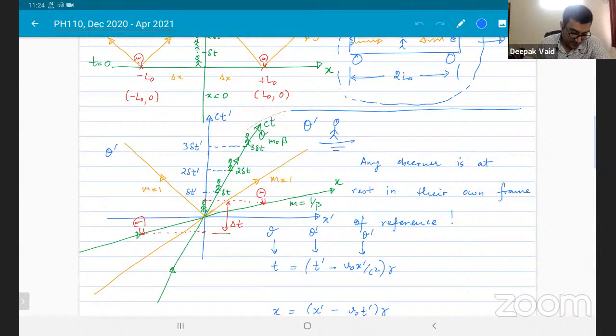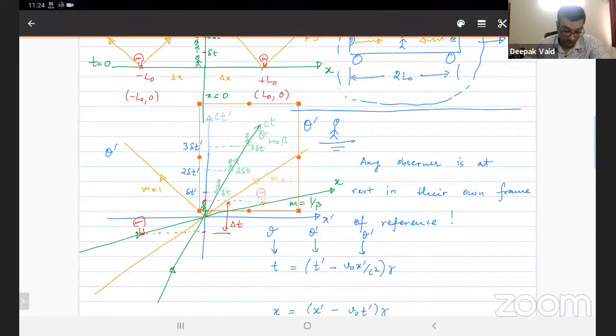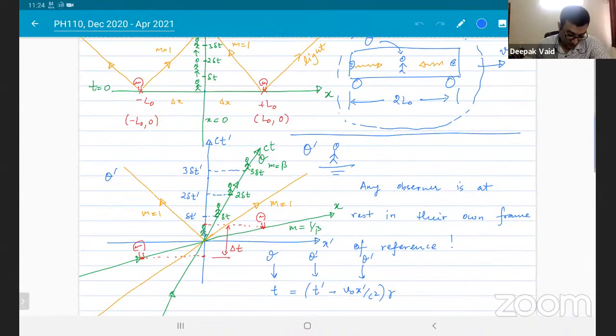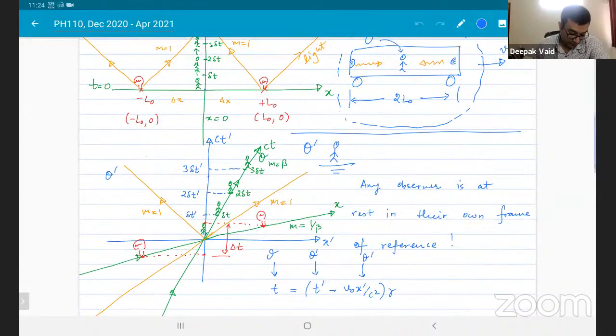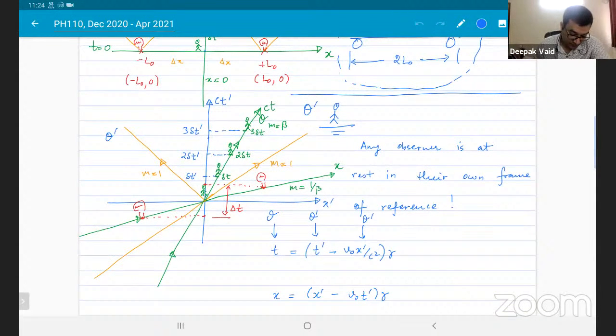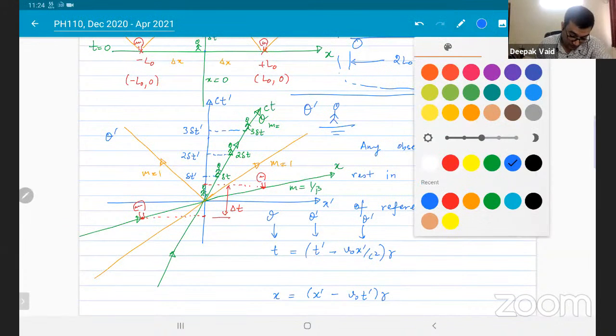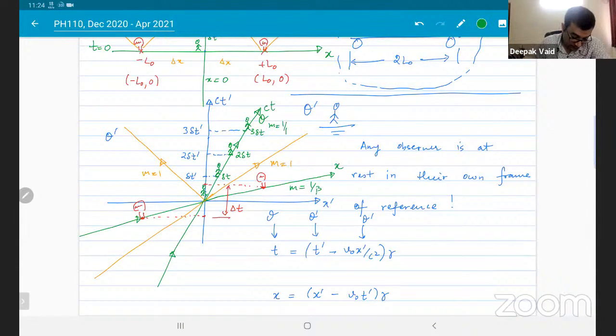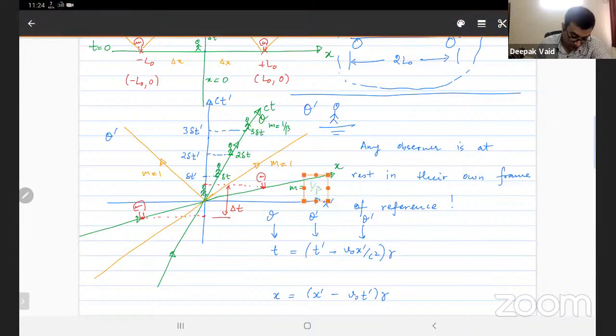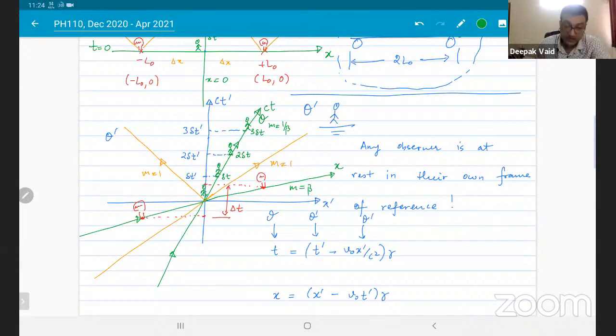And what is this diagonal line? What is the slope of this line? The slope of this line is 1 by beta, right? Sorry, the slope of this line is, what is it? It's the opposite. Yeah, this will be 1 by beta actually. Fix that. And this will be 1 by beta, and the slope of the x-axis is beta.